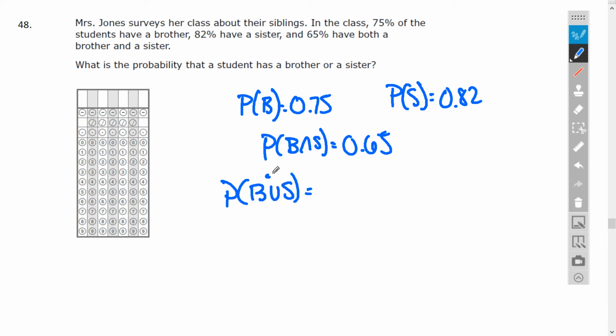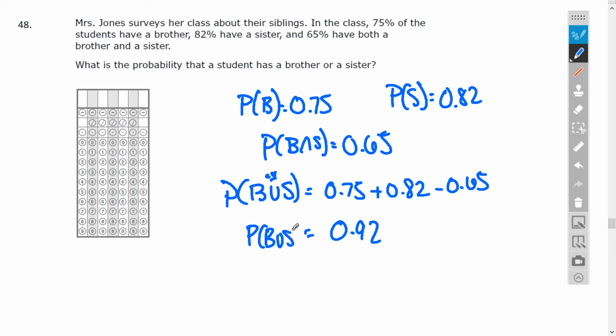Okay, so "or" would mean adding these together and subtracting the intersection. So 0.75 plus 0.82 minus the intersection, 0.65. 0.75 plus 0.82 minus 0.65, we have 0.92 is the probability of a brother or a sister.